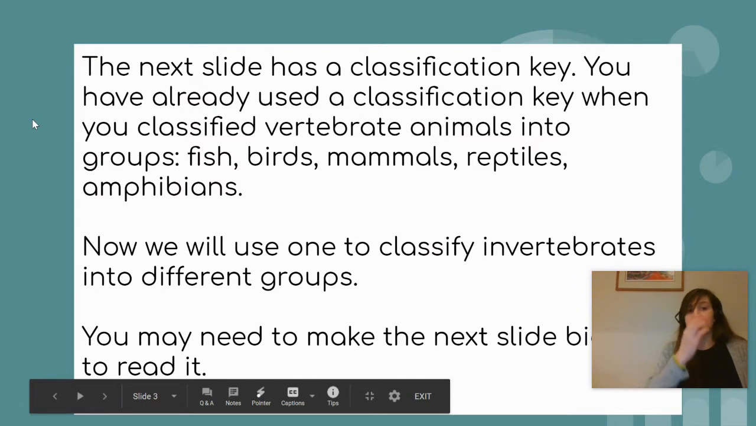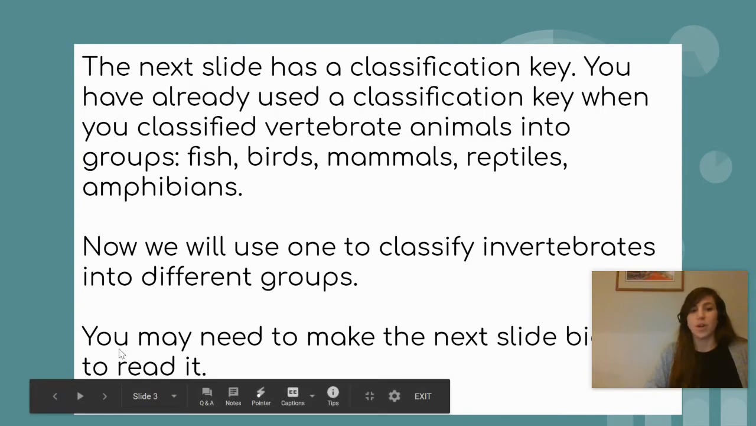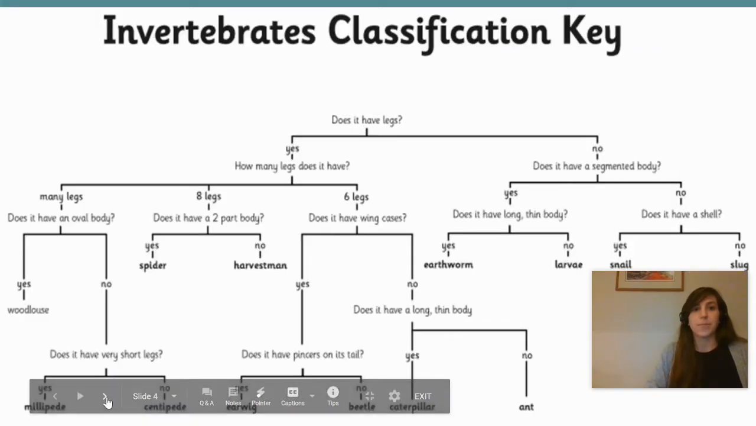So the next slide has a classification key. You've already used the classification key when you classified vertebrate animals into groups: fish, birds, mammals, reptiles, and amphibians. Do you remember that work? Now we'll use it to classify invertebrates into different groups. So you may need to make the slides bigger or make the picture bigger when you do your Google Doc.